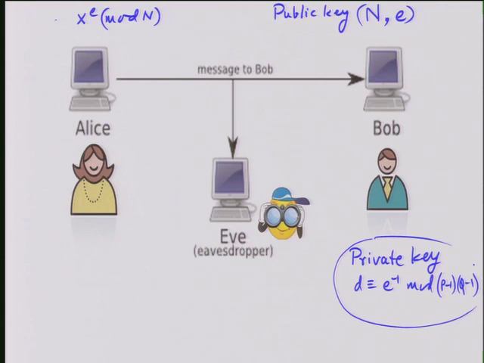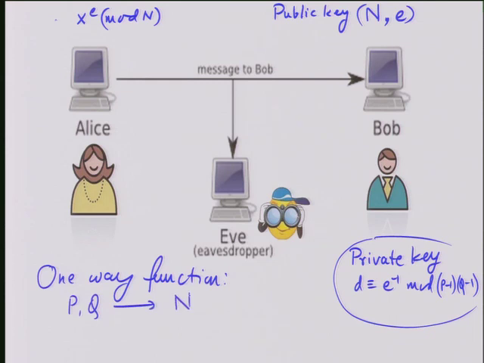So you might hear the phrase one-way function, where if I give you P and Q, it's easy to multiply them and create N. But it's very hard to reverse this. And then there's another term that you might hear less often, but it's maybe an even more useful term. It's called a trapdoor function.